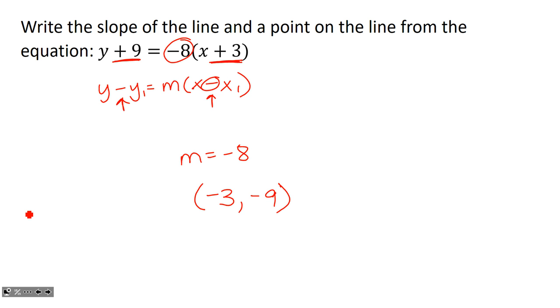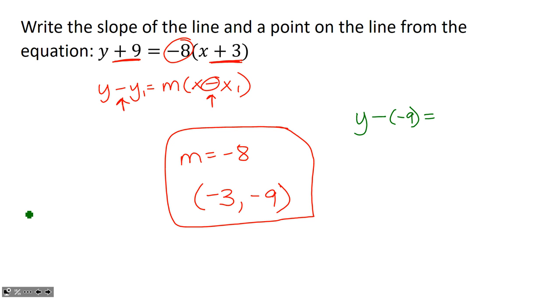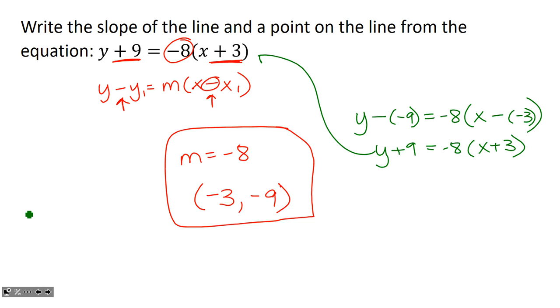And you can check to make sure that you got the right answer. Here's the slope and here's the point. But you could check by plugging in. y minus negative 9 equals negative 8 times (x minus negative 3). Minus a negative becomes y plus 9 equals negative 8 times (x plus 3), which was the original equation. So that's how we can double check to make sure we got the right signs.